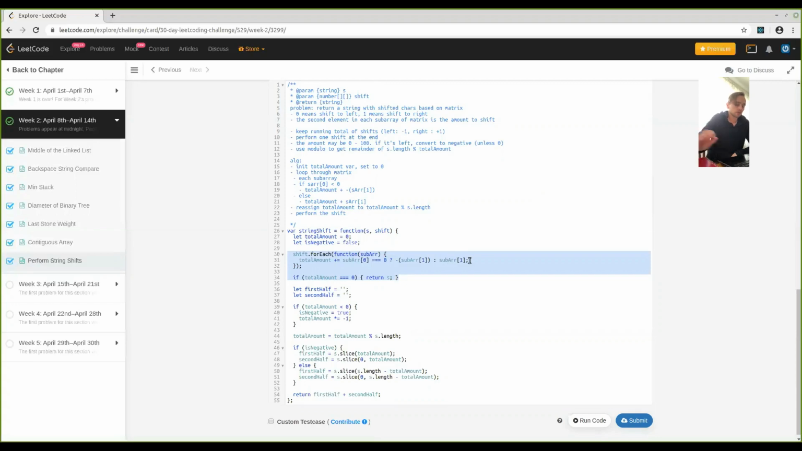A left shift I deemed as negative, and a right shift was positive. Here, if the total amount is 0, we just return the same string because there's no shift happening. And then this section was where it got a little bit dicey.